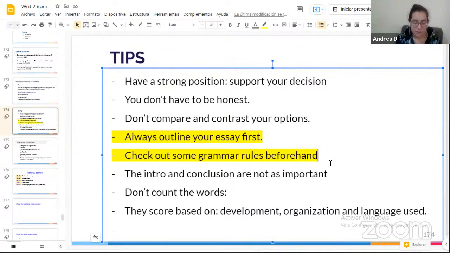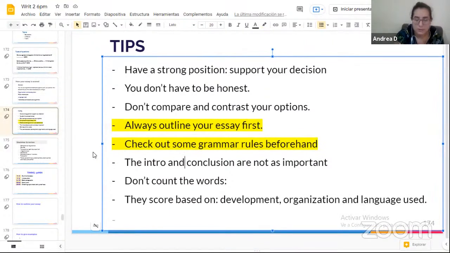So I would say a big part of this essay is about showing, demonstrating that you have that advanced level, right? So that you have achieved that you have seen that specific grammar. So try to use everything you know. And if you feel like you don't know something yet, then try to check it before you go and take the test.